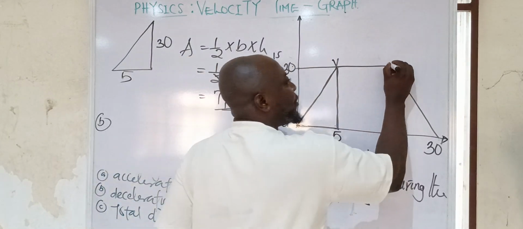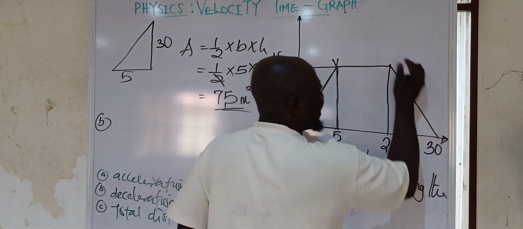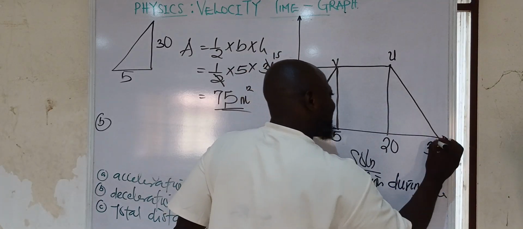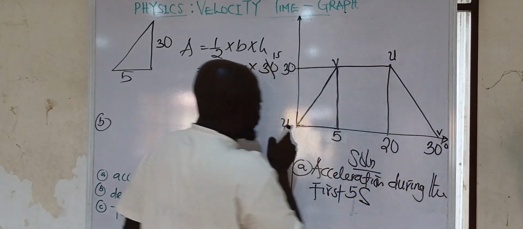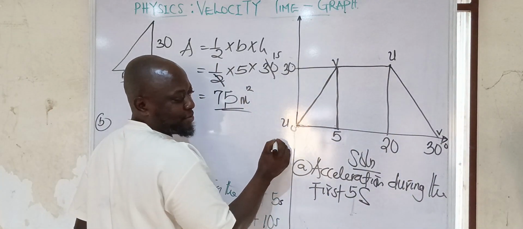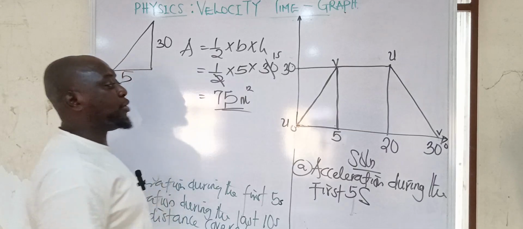Now, for this point, before the body decelerated to rest, this becomes my U, and this part becomes my V. Remember that anything coming to rest is 0. So the body starts from rest first. Here is 0. So note that. It's very, very important to note that.